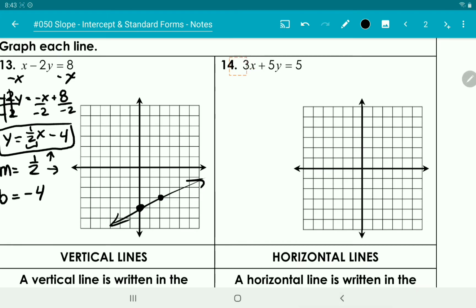All right, so first we're going to get the 3x to the other side, giving us 5y equals negative 3x plus 5. Again, I do the x first so that we have it in the right form. Now we're going to divide by 5.